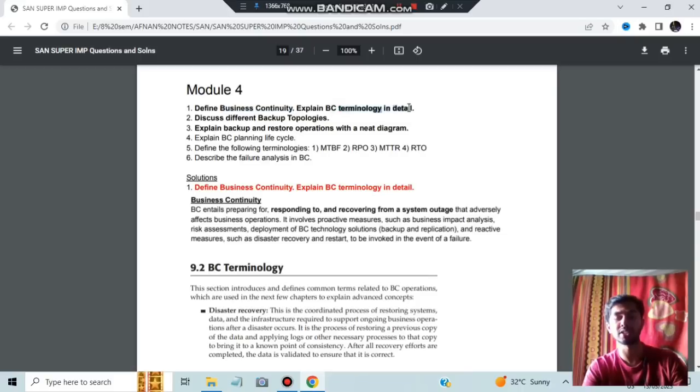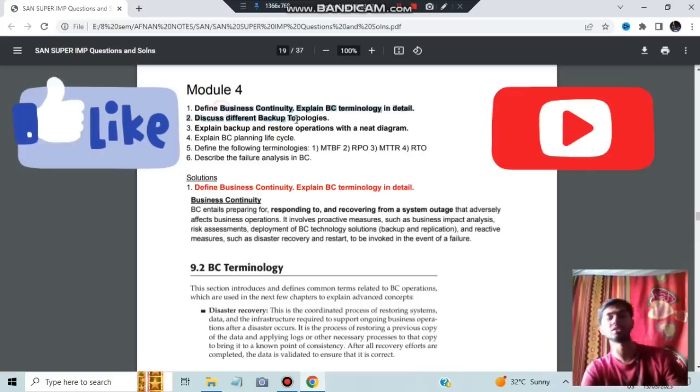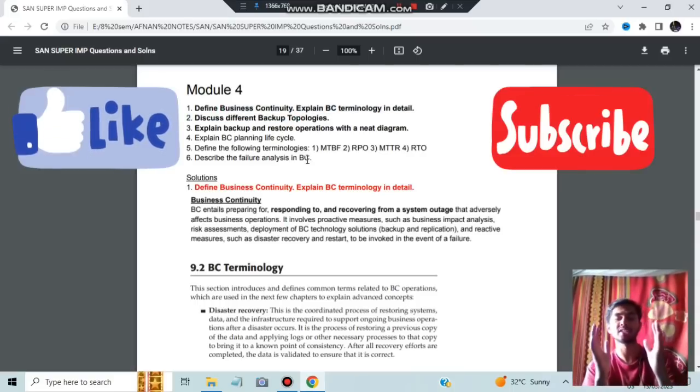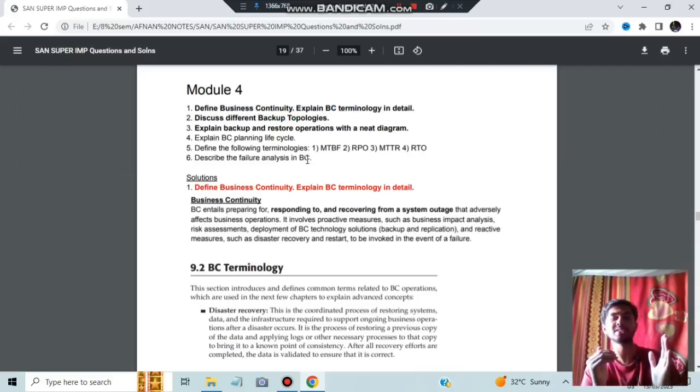Explain the BC terminology in detail. A few terminologies can be asked, like MTBF, RPO, and so on. Let's look at the most repeated questions. What is business continuity? Once a disaster happens in a company, the business should still continue. For the continuation of the business, the data has to be fetched from a backup location where you had stored it before. That is called business continuity.